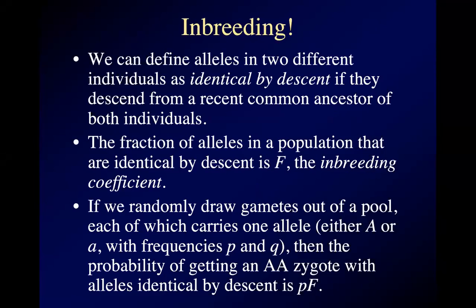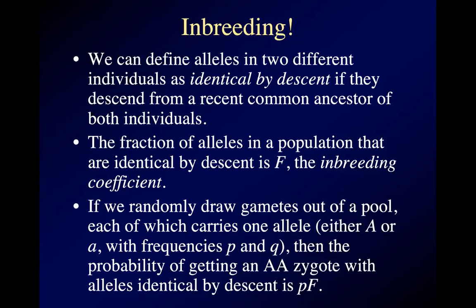We talked about how we can define alleles in two different individuals as identical by descent if they descend from a recent common ancestor. My alleles for brown eyes and my sister's alleles for brown eyes would have to be identical by descent because we both got them from my dad. On the other hand, my alleles for brown eyes and the lead singer of BTS's alleles for brown eyes are not identical by descent because we don't have any recent common ancestors. I'm reasonably sure about that.